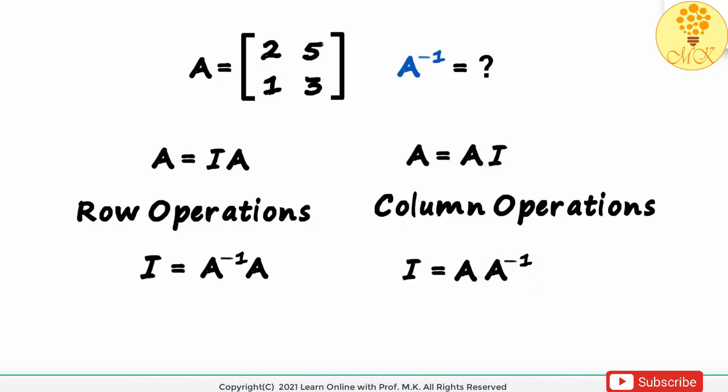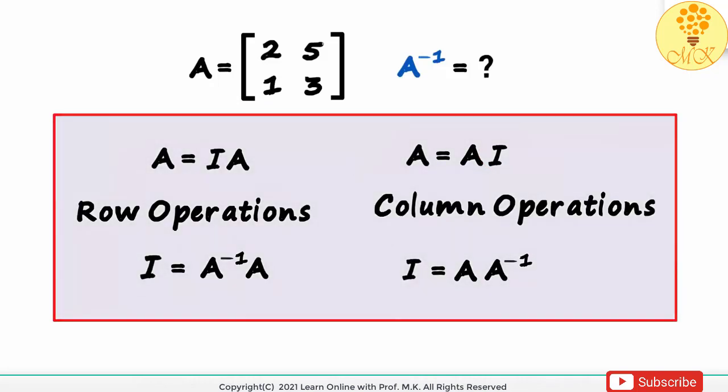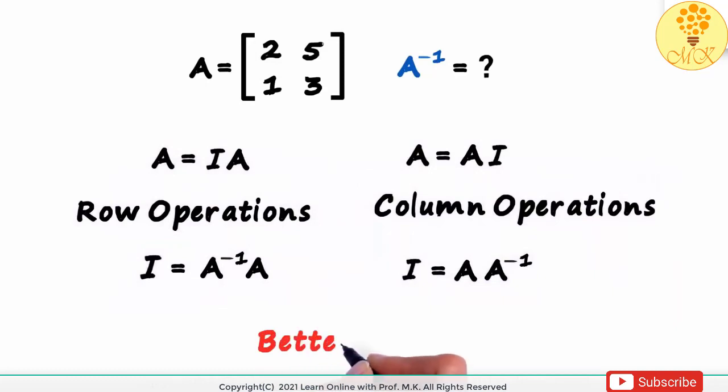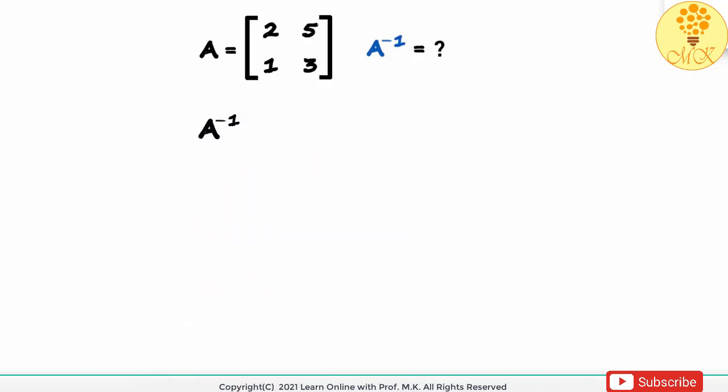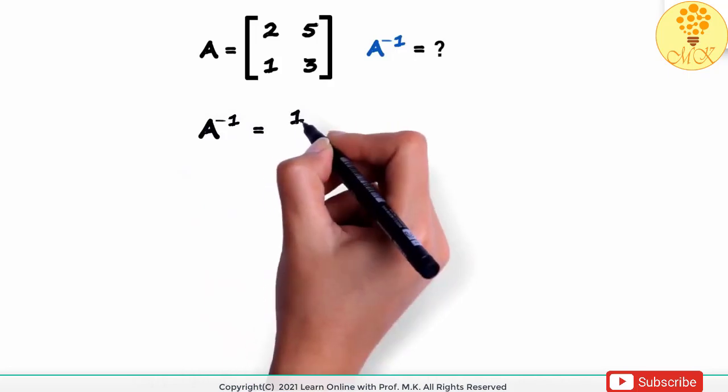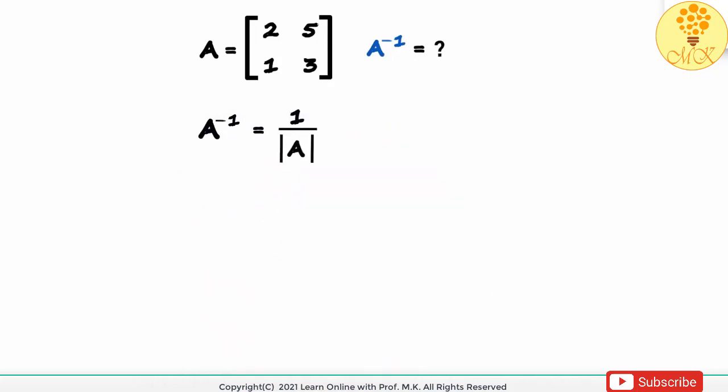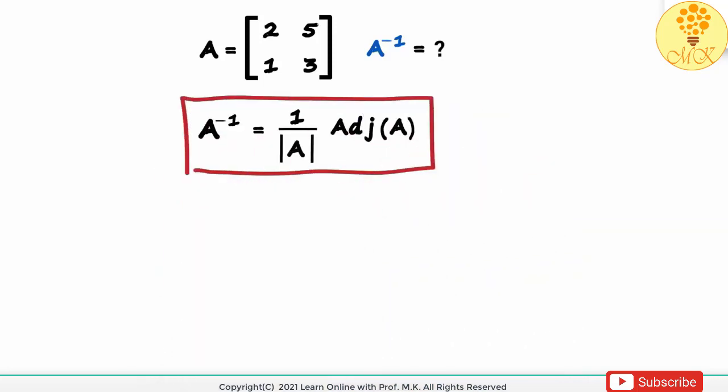Now if you remember, this technique was very tedious and long. Is there a better and a quicker way to solve for the inverse of a matrix? Yes, there is. Let's look at it on a new page. Let's find the inverse of A in a different way. There's a very simple formula to find the inverse of a matrix. It is equal to 1 over determinant of A multiplied by the adjoint of A. This is the formula of A inverse.